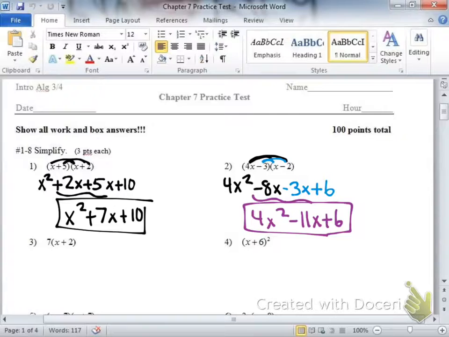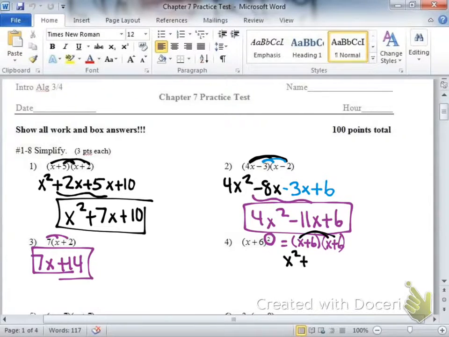Number 3, we have a monomial times a binomial, so you just have to single distribute. That gives us 7x plus 14. And then number 4 is not actually ready for double distributing. You have to recognize that that whole quantity, what's in parentheses squared, means that you have x plus 6 times x plus 6. X plus 6 multiplied by itself twice. Distribute: x times x is x squared. X times 6 is 6x. 6 times x is 6x. And 6 times 6 is 36. Go ahead and add those. We get x squared plus 12x plus 36.